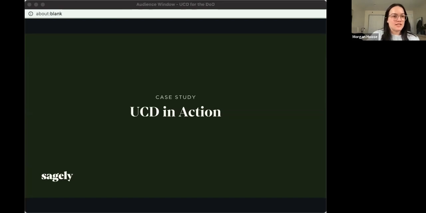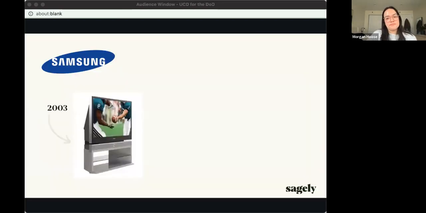So let's look at a case study of UCD in action. In 2005, Samsung primarily designed their TVs with technical specs in mind. So they were looking at high quality picture and sound, and that was the most important focus for them. But Samsung representatives visited people in different countries to observe how they were actually using their TV, because they were trying to get on the cutting edge of the TV industry.